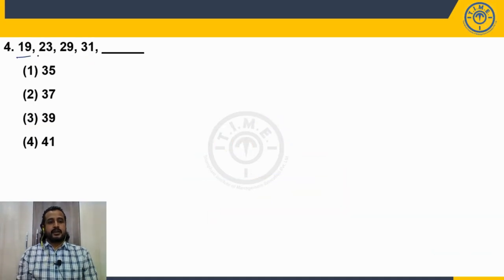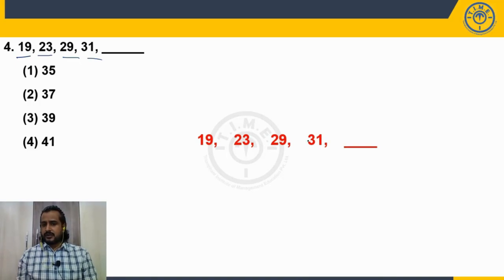19, 23, 29, 31. Try to recognize these numbers. All these numbers are odd numbers. It is okay. But are these consecutive odd numbers? No. Not even alternate odd numbers. Here it is alternate, but from here to here it is not alternate. Again here it is consecutive. So I cannot apply the odd number logic. But if I observe more keenly, 19, 23, 29, 31 are consecutive prime numbers.